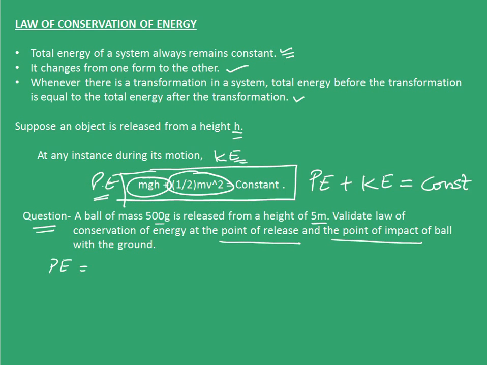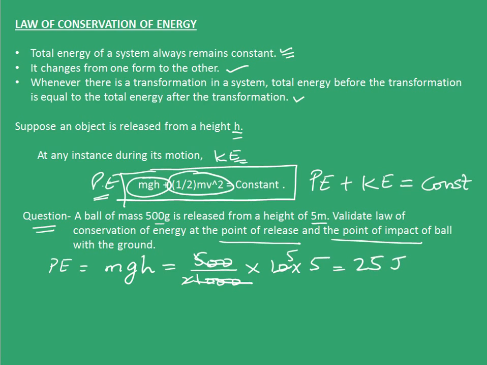So at the point of release velocity is 0, therefore its kinetic energy is 0. The total energy that is present in the ball at that point is its potential energy, which is given by mgh. So this will be 500 upon 1000, converting the mass into kg, into 10, into height 5 meters. So I do some calculations to get potential energy to be 25 joules.